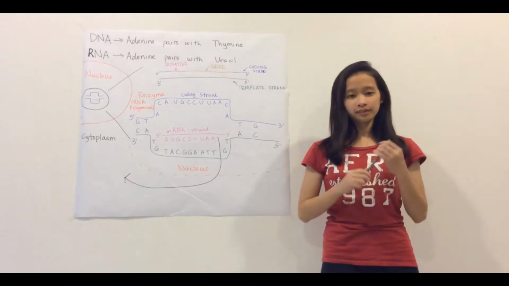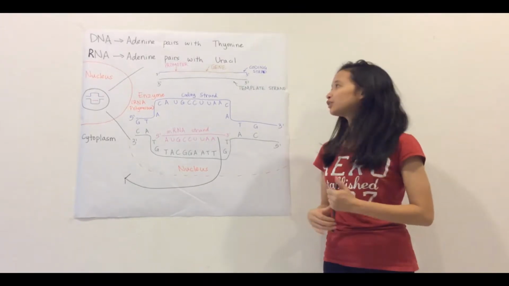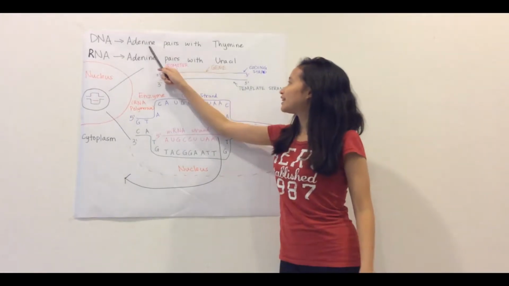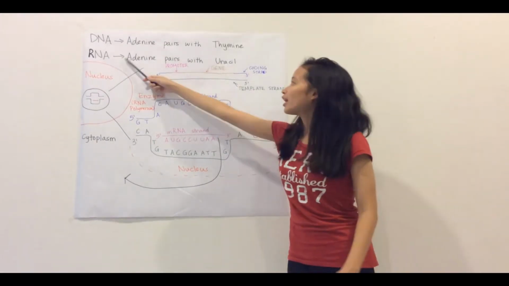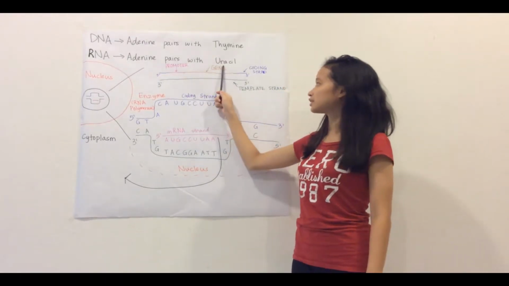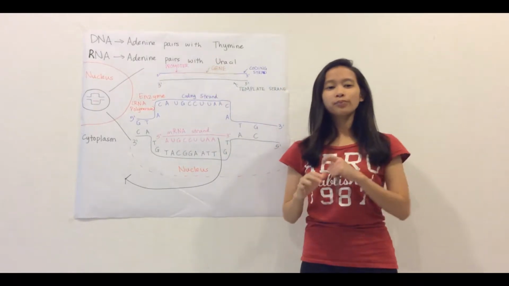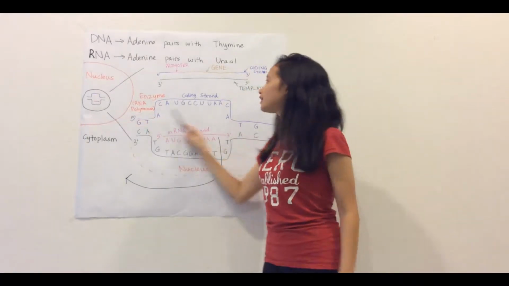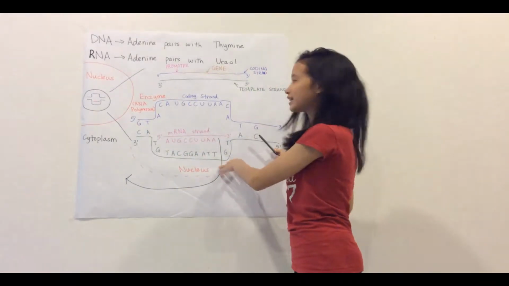Before I start explaining transcription, you have to remember the key difference between DNA and RNA. In DNA, adenine pairs with thymine, while in RNA, adenine pairs with uracil. The whole process of transcription is happening in the nucleus. This is an enlargement of what is happening in here.